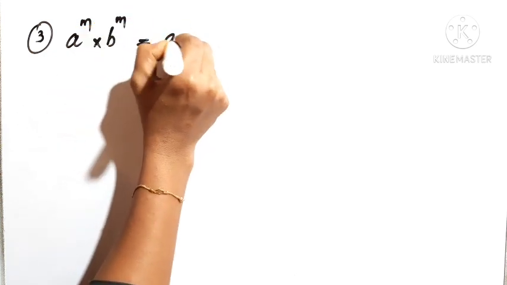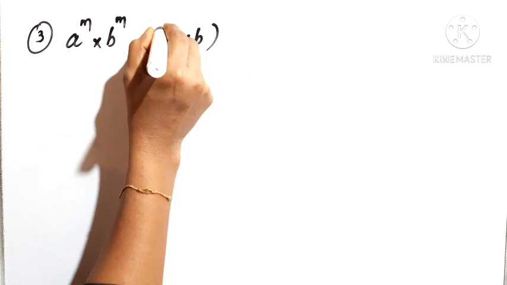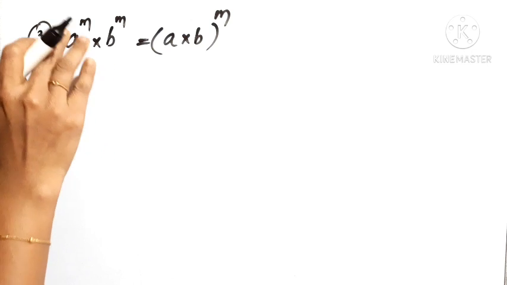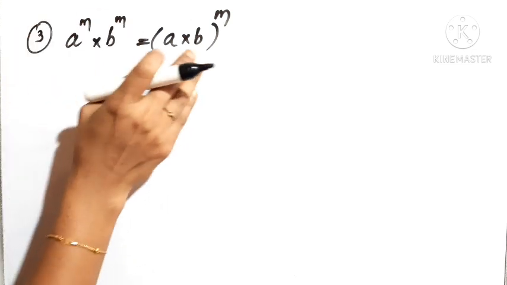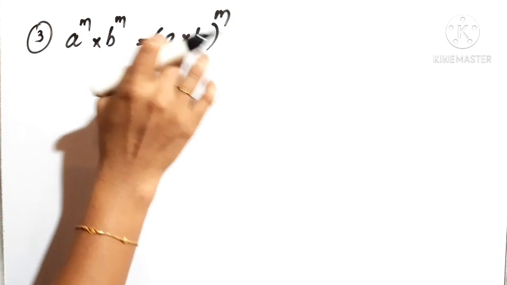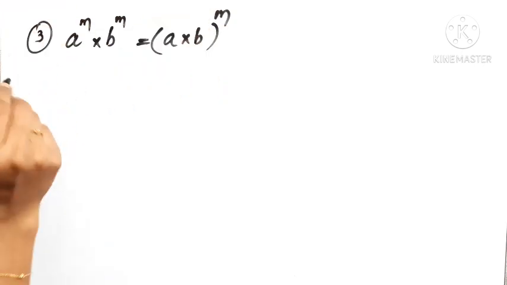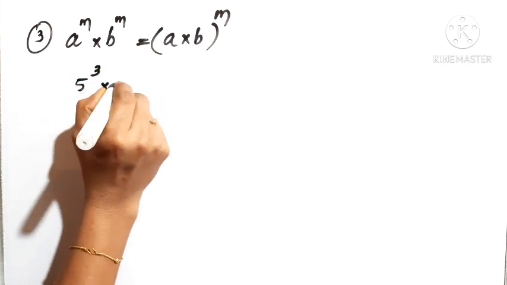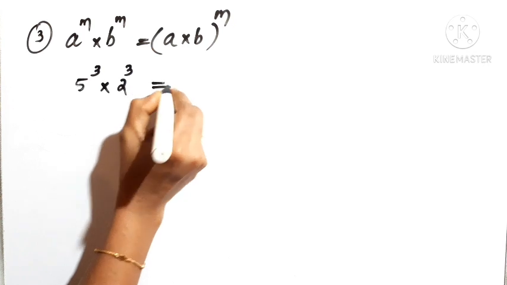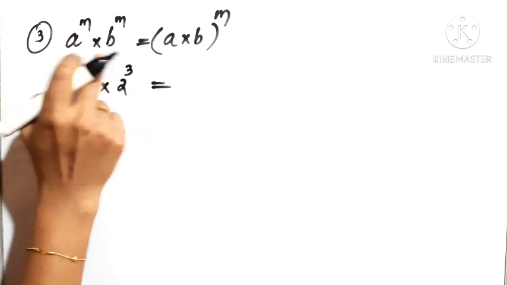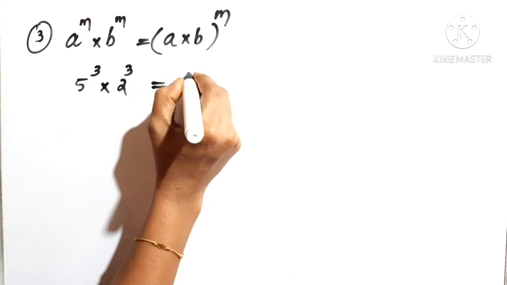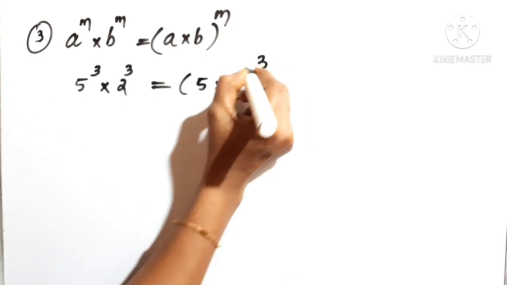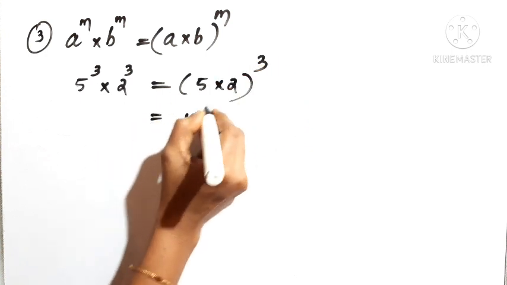Third one, a raised to m into b raised to m equals a into b all raised to m. Here bases are different but exponents are equal. So RHS becomes a into b all raised to m. Okay. For example, 5 raised to 3 into 2 raised to 3. Bases are different but exponents or powers are equal. So answer becomes 5 into 2 all raised to 3 equals 10 raised to 3.